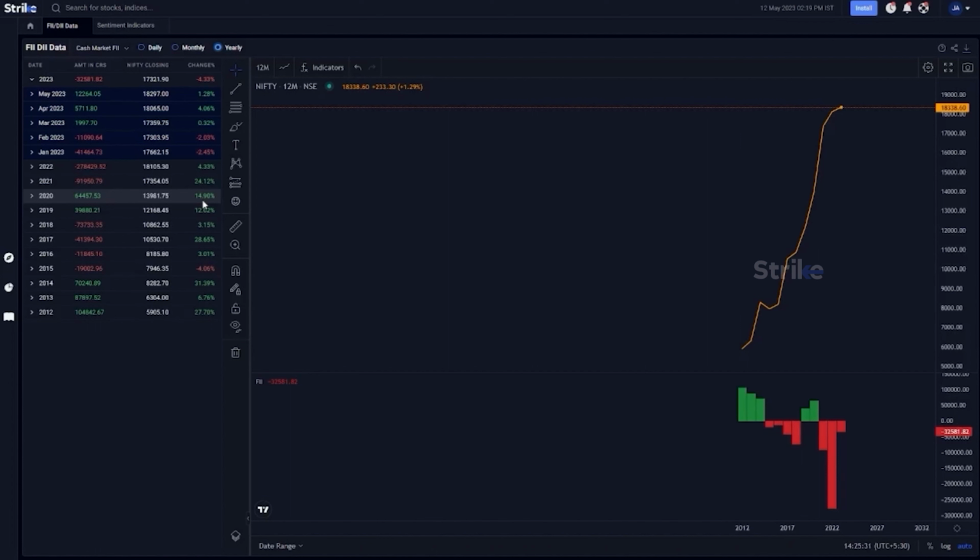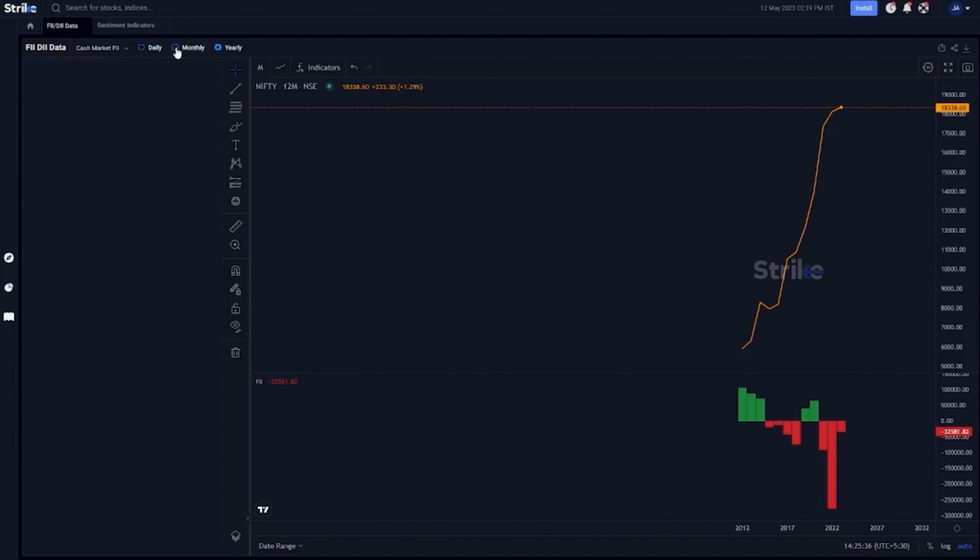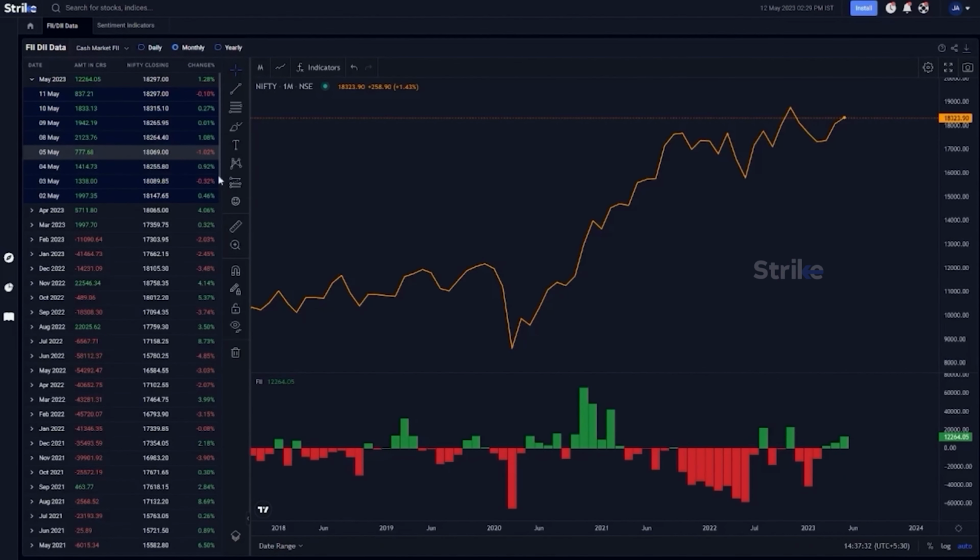Now let's understand why this screen is important and why it deserves some attention. So when we click on the monthly option and see the price action and the bars, you will see some similarities. Where there has been heavy selling, those were actually down days for the Nifty, and the moment you see selling subside and some buying kicking in, you can see the Nifty index rising higher.